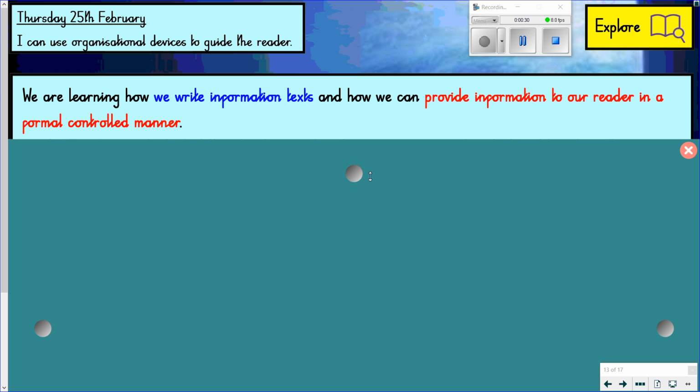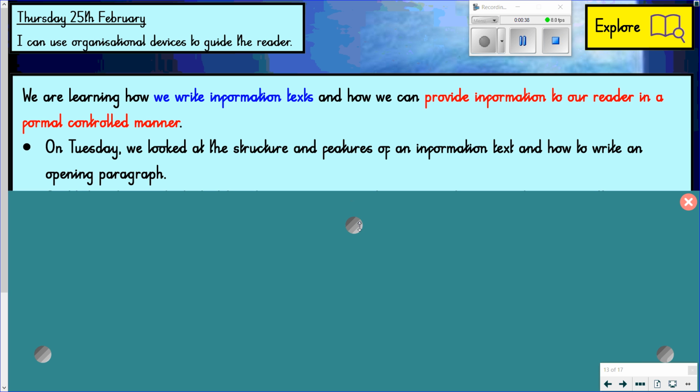So, we are learning how to write information texts and how we can provide information to our reader in a formal, controlled manner. On Tuesday, we looked at the structure and the features of an information text and how to write an opening paragraph. So if you remember, we looked at our Waggle, which is all to do with the planet Mars, how that was structured, some of the features that are used, the formal language, the formal tone, the precise use of punctuation, the use of parenthesis to add information or to speak to the reader. And we also practised writing an opening paragraph.